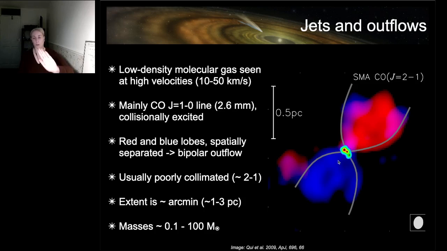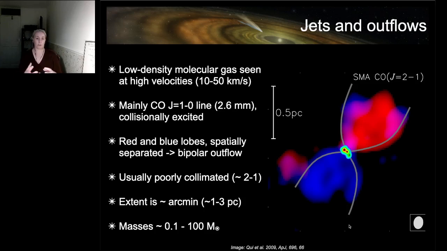So we can also constrain the morphology of the object through how red and blue shifted the lobes are. You see this bipolar outflow. You can see that they're usually poorly collimated, so they're about twice as long as they are wide, but they do extend much further out into the interstellar medium than the optical jets. So of the order of between 1 and 3 parsecs. And they actually do carry away a huge amount of mass. So between 0.1 and about 100 solar masses can be contained in these outflows, depending on, of course, the size of the object that you're forming in the center.